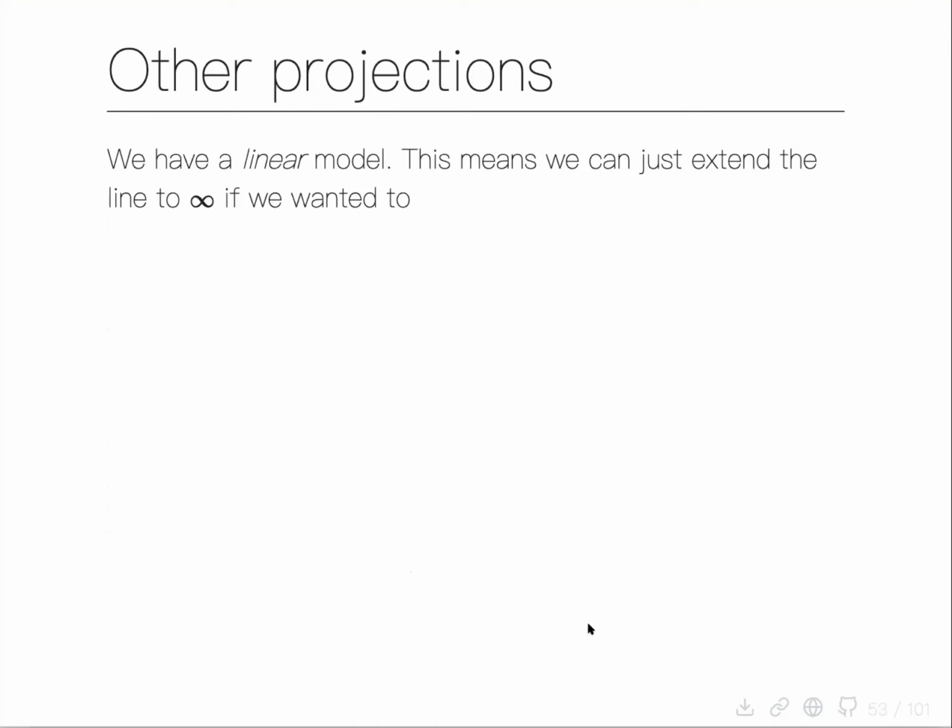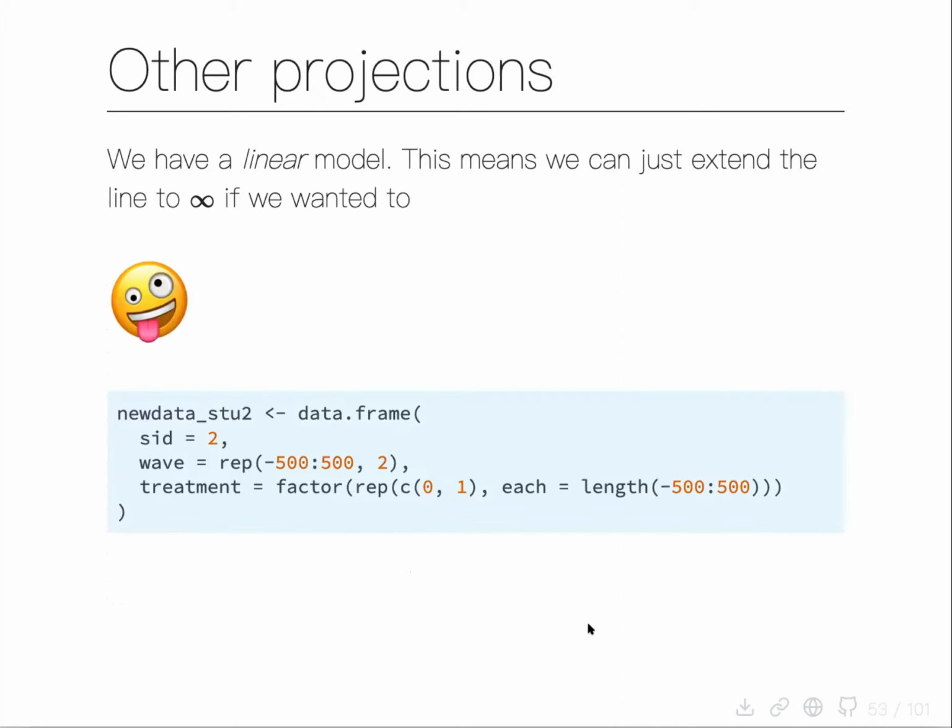Okay, other projections. We have a linear model, so those lines that we just saw, we could extend off into negative and positive infinity if we wanted to. Any value we want, all we're going to do to get a prediction is extend that line. So we could do something totally crazy like this, where wave is from negative 500 to 500, and SID is equal to 2, and treatment is 0 and 1. We're saying, give me the lines from negative 500 to positive 500 for treatment and control for student 2.